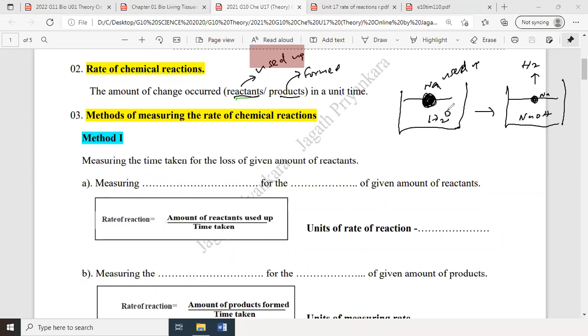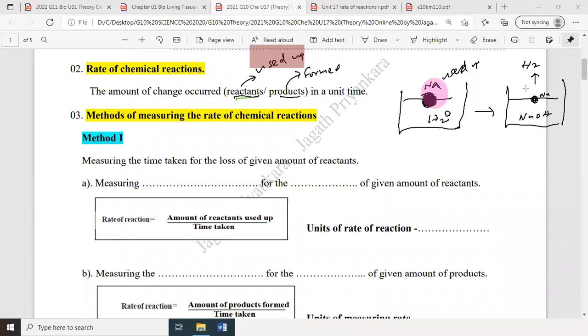Then you can have an idea whether it is going to react with water fast or slowly. The sodium melts into a ball because of the exothermic reaction. When you put a piece of sodium into water, it melts into a ball, but with time it decreases in size because it is getting used up. If the sodium disappears fast, that means the reaction is rapid. The reaction occurs very fast.